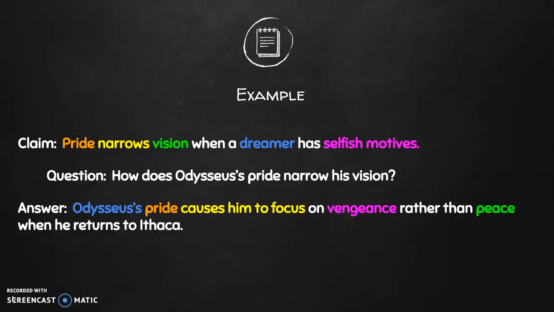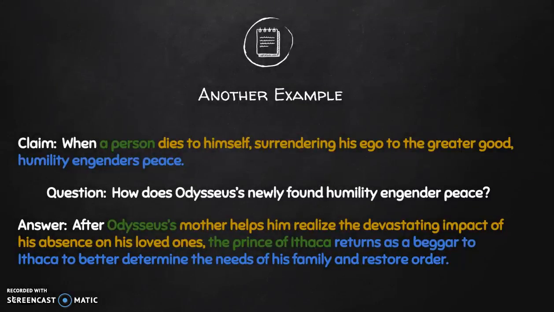Okay, let's look at another example. A central claim: when a person dies to himself, surrendering his ego to the greater good, humility engenders peace. Again, a general observation I've made about life itself based on my reading of the text.